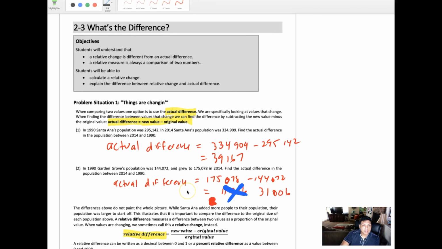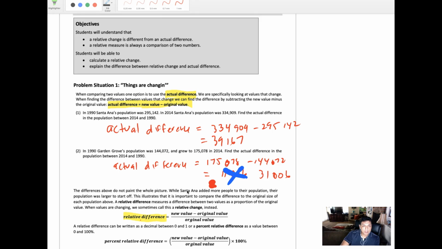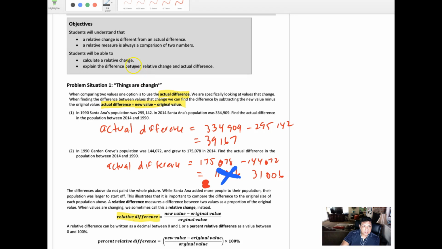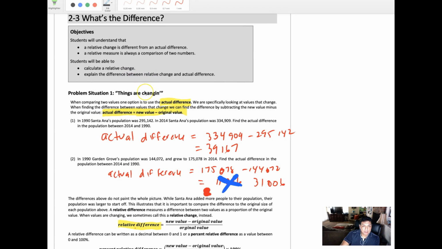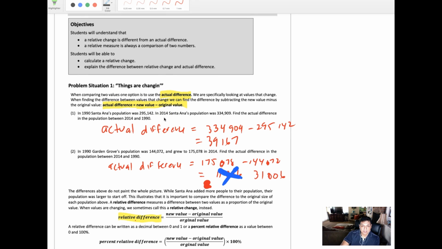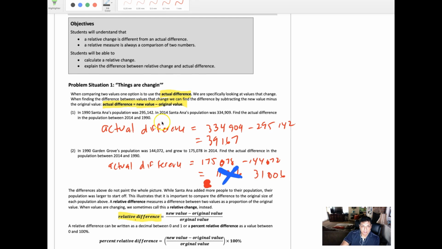We're going to take a look at lesson 2-3, what's the difference? So in this lesson here, we're going to introduce to you the idea of relative difference and compare that to the word difference or actual difference. What are the differences? How are those two different in meaning?